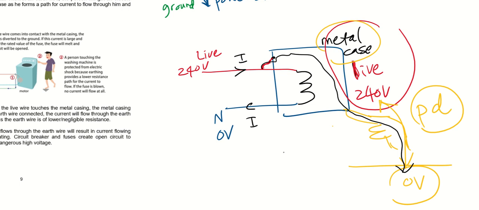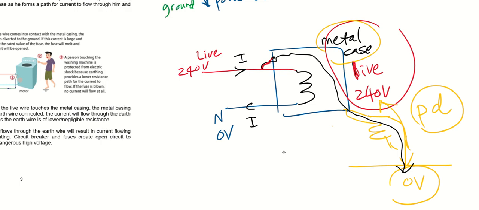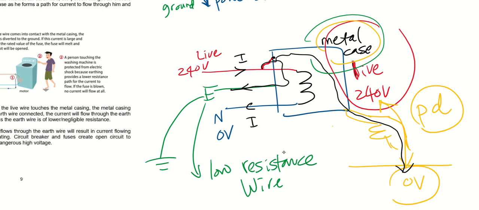But what if this appliance is now fitted with an earth wire? So now I have this earth wire, and the other end is connected to ground. Remember, your earth wire is a low resistance wire. So even if there's an electrical fault and the metal casing still becomes live, the current will now instead choose to flow into the earth wire and into the ground.